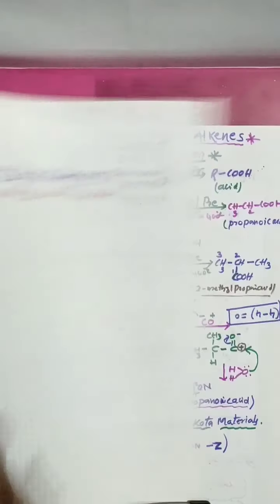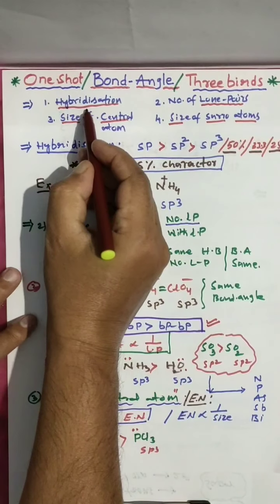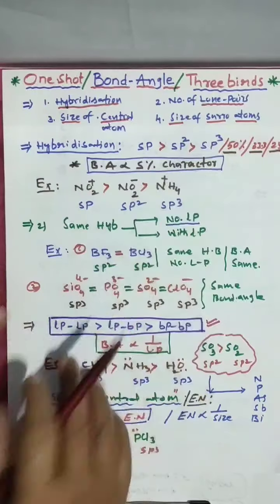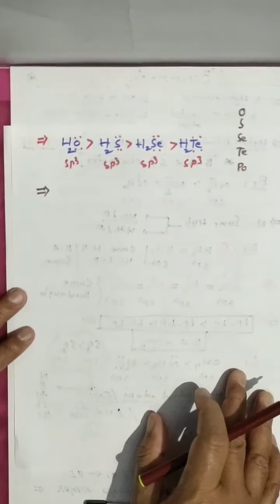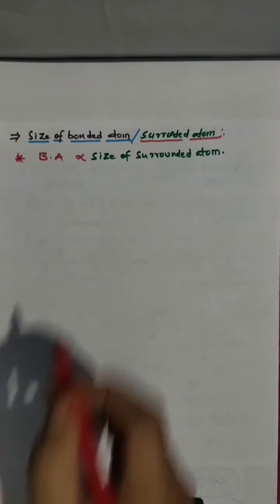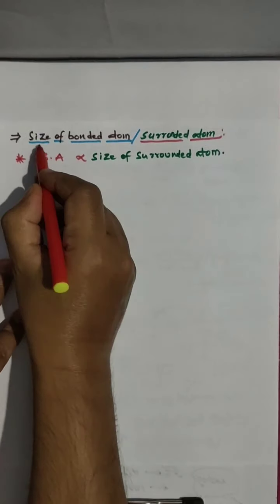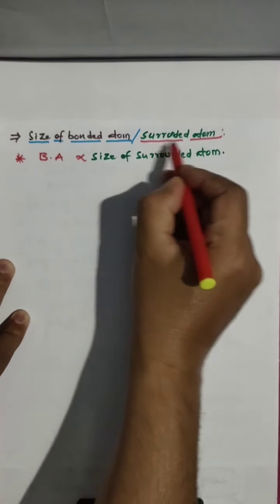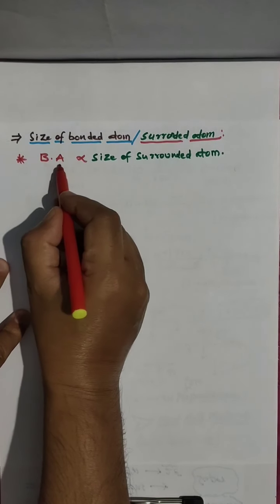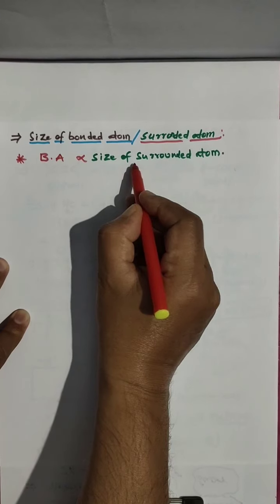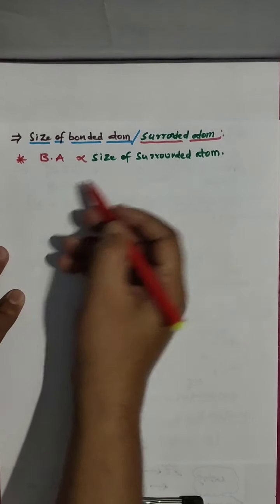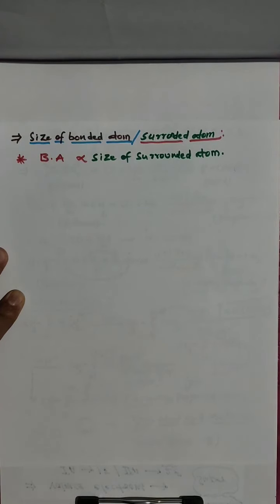Next, first we have to see hybridization. Next, lone pair. Next, size of the central atom. Next, the fourth condition, size of the surrounding atom. So I am writing the condition here. The fourth condition is the size of the bonded atom, that is, the surrounded atom. And here the relation: bond angle is directly proportional to the size of the surrounded atom.